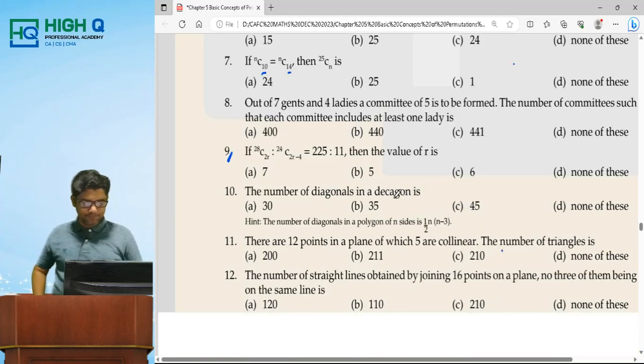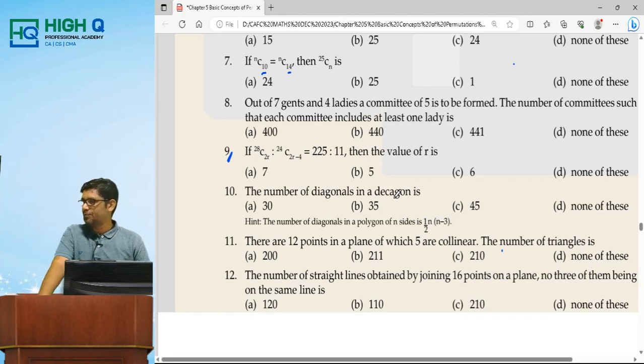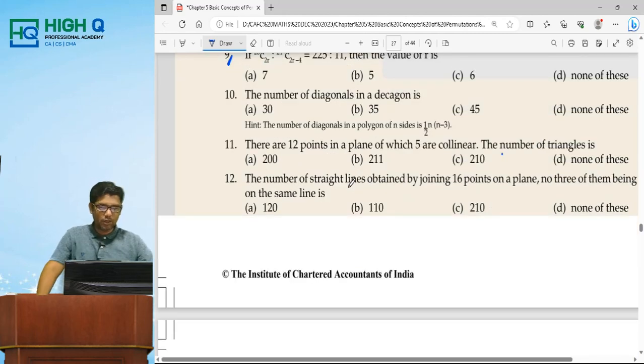Sum number 10. The number of diagonals in a decagon. Number of diagonals in a decagon. 35. Am I right, my dear? 10C2 minus 10. What is it? 10C2 minus 10. Online students, I'm believing that you are also doing it.